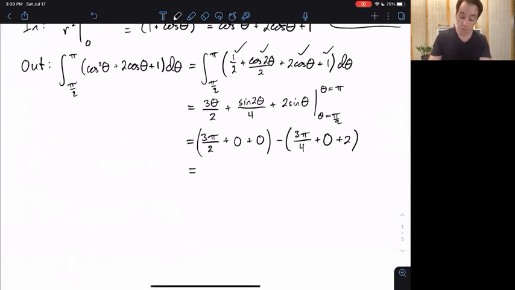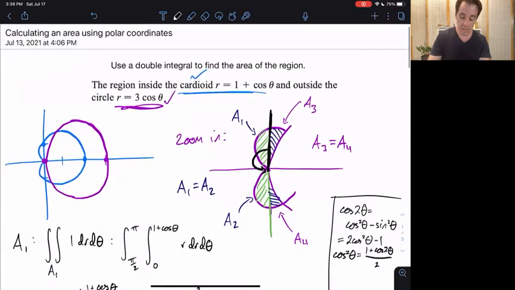3 pi over 2 minus 3 pi over 4, a half minus a fourth is a fourth. So this will be 3 pi over 4 minus 2. So what does this let us say? This lets us say that A1 is 3 pi over 4 minus 2. 3/4 of pi is like 3/4 of 3 is 2.25-ish. So minus 2 is going to be small, but still positive. So that's good. So we've got A1.